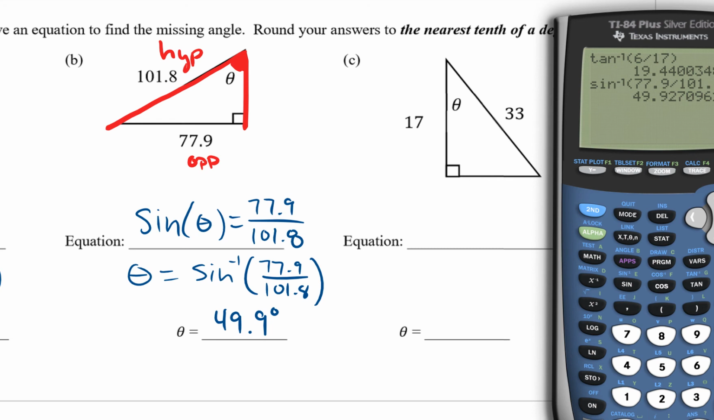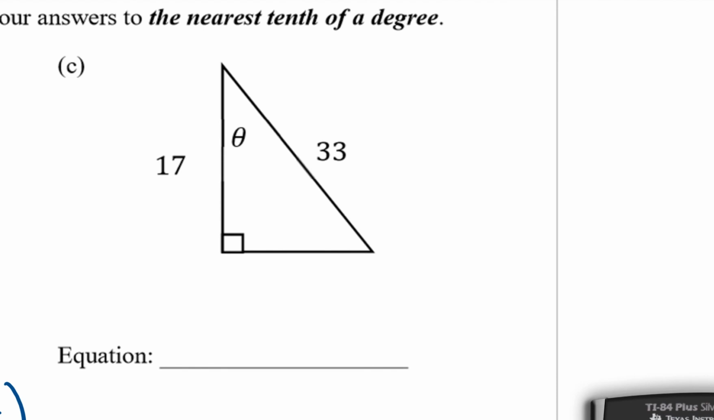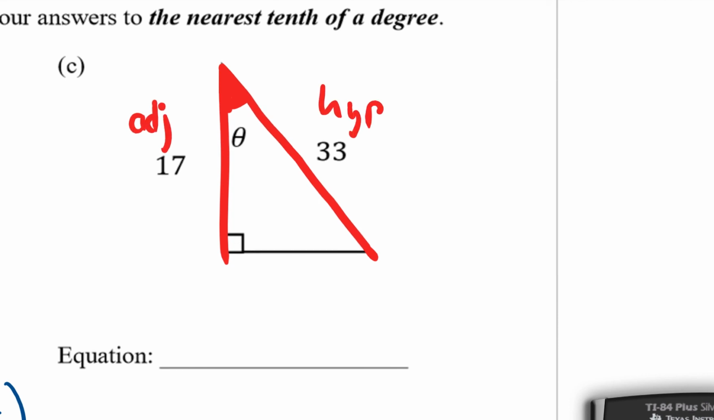And then finally, for part C. In part C, we're given two sides of a right triangle, and we're asked to find one of the two acute angles. This is the angle that they want us to find, so again I'm highlighting this angle. In relationship to that angle, 17 is the adjacent side, ADJ. And of course, the 33 would always be the hypotenuse. It's the side across from the right angle. So I've got adjacent and hypotenuse, and when I see those two, I know I'm using the cosine ratio.